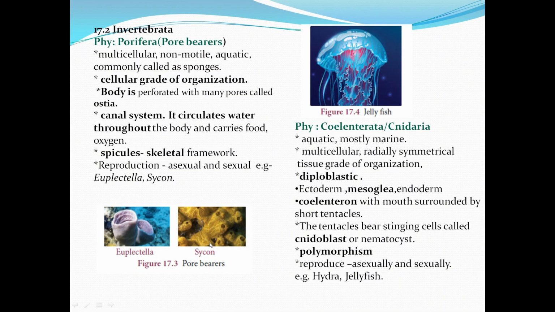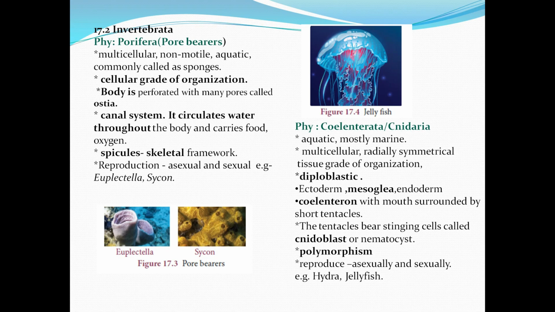First we are going to learn the phyla of invertebrata. The first phylum is Porifera. Porifera means pore bearers. Pore means holes, because they have tiny holes on the surface of the body. They are called pore bearers, Porifera. All are multicellular organisms. They are non-motile. They cannot move from one place to another. They are fixed in one place. All are aquatic. They live in water and are commonly called sponges.